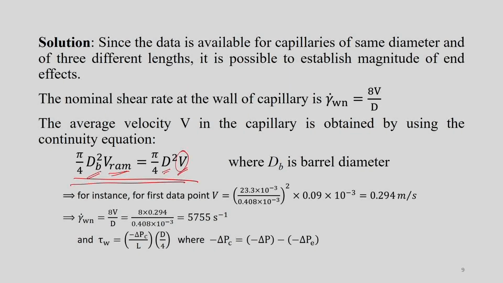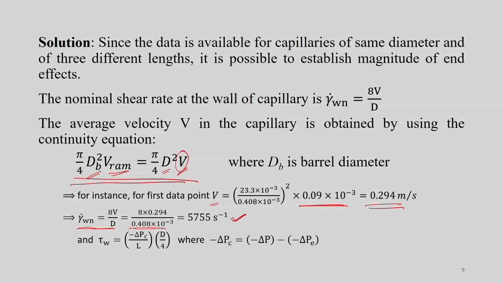For the first data point, where V ram is 0.09 mm per second, the corresponding V from this equation we can get as 0.294 meter per second. So the corresponding nominal shear rate using this V value for the first data point is 8 V by D. V is 0.294 meter per second and D, the capillary diameter, is 0.408 times 10 power minus 3 meters. So this comes out to be 5755 second inverse, right.